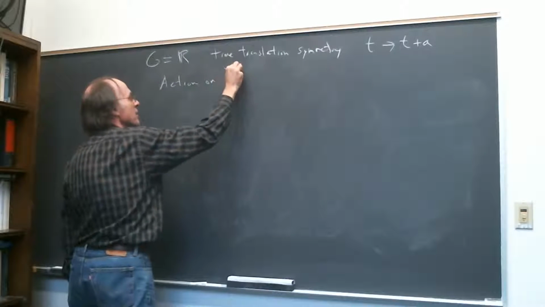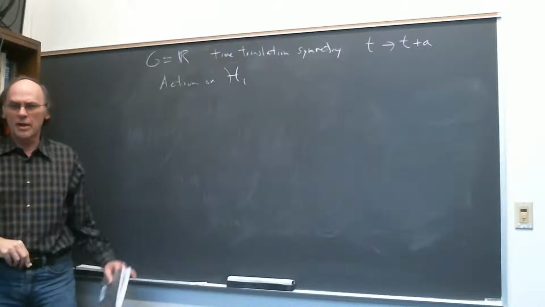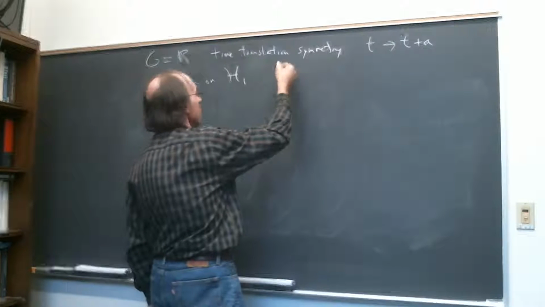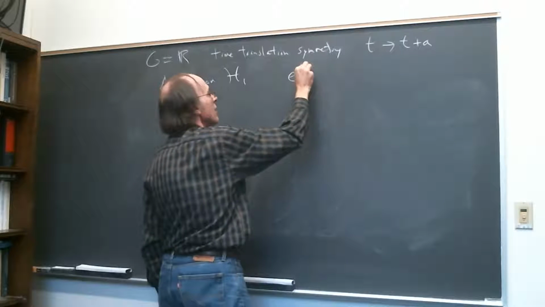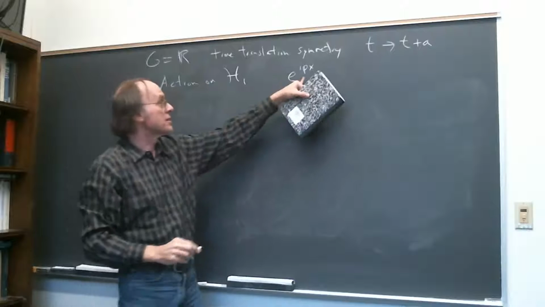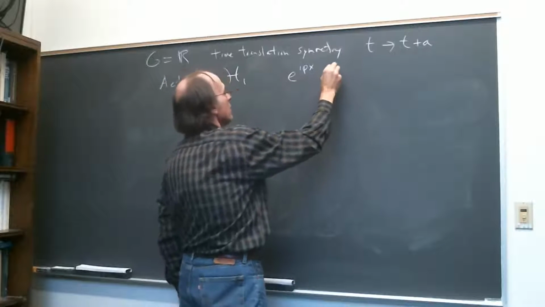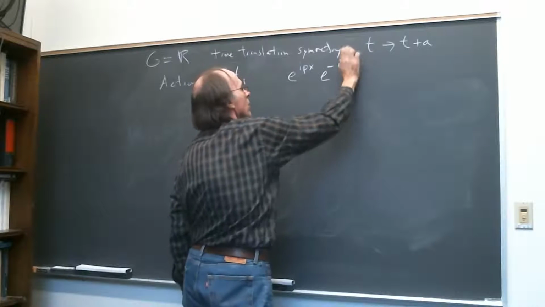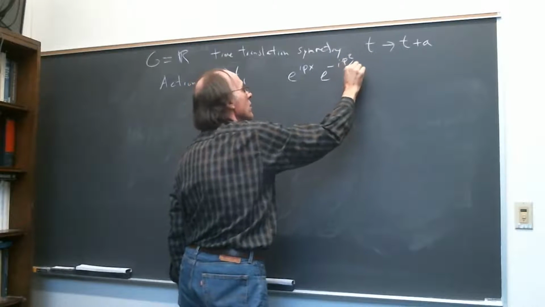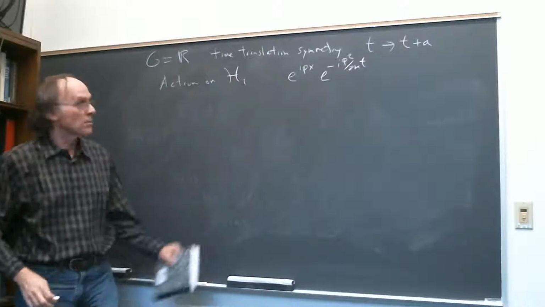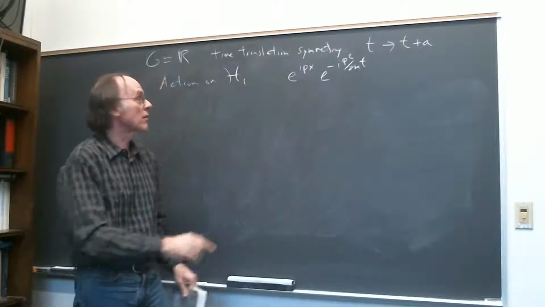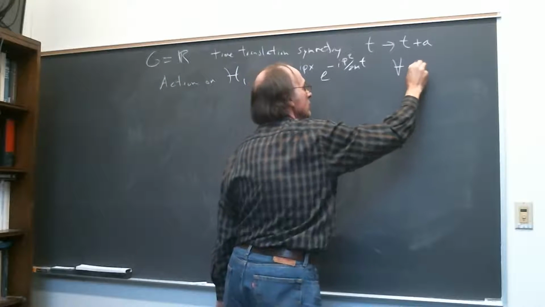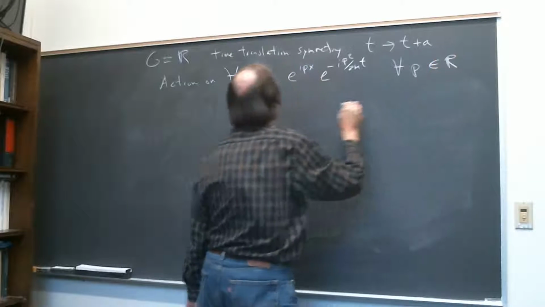The action on H1. Well, it's a little bit confusing because you know that solutions look like e to the ipx times e to the minus ip squared over 2m t. So you explicitly know what these solutions look like, for all p. So this is a basis.